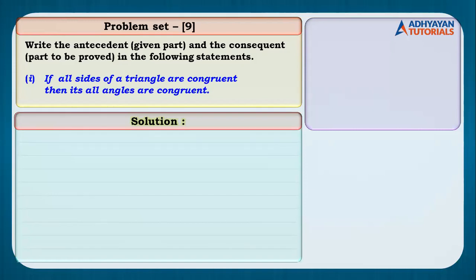Given part will always be between if and then. There is a trick. जो भी चीज if और then के बीच में लिखा हुआ होता है, that is always given. तो यहाँ पे if और then के बीच में क्या लिखा हुआ है? All sides of a triangle are congruent. I hope everybody is looking at the question, right? There are these two words, if in the first line, then on the second line. So anything between if and then, that will be given part. All sides of the triangle are congruent.